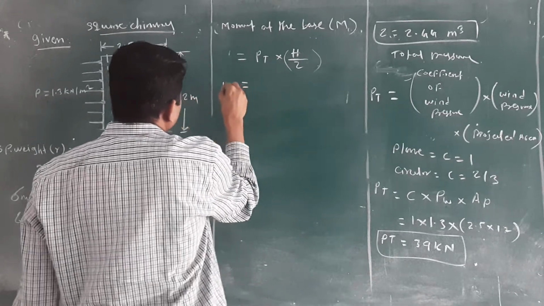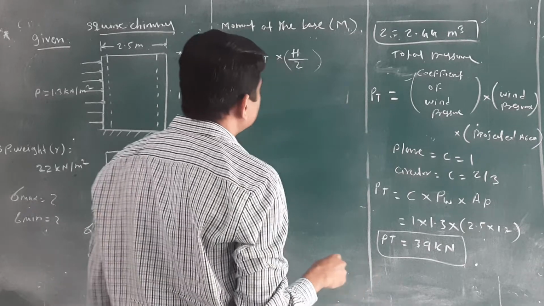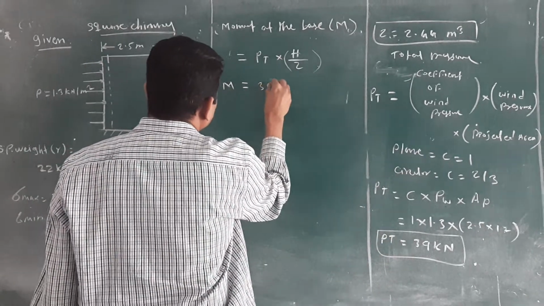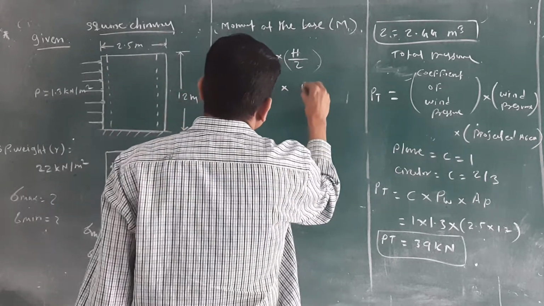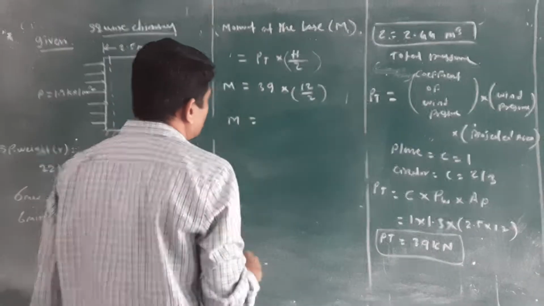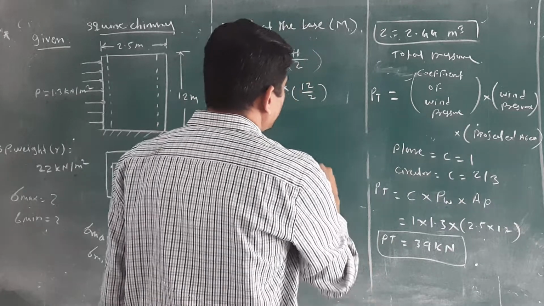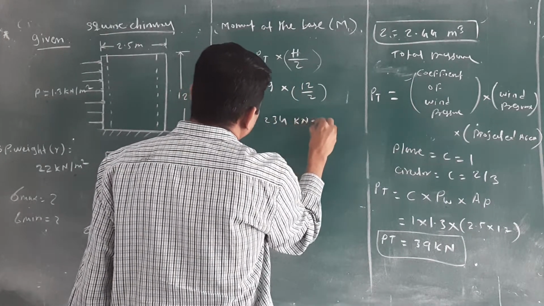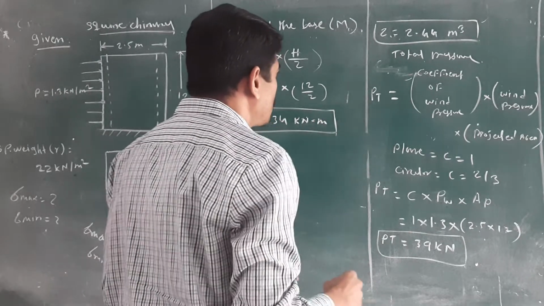Then you will get the moment equal to PT, which is the total pressure. Already we have calculated 39 kilonewton into H. What is the H? H is 12 by 2. Then M is equal to 234 kilonewton meter. Okay, this is the moment at the base.